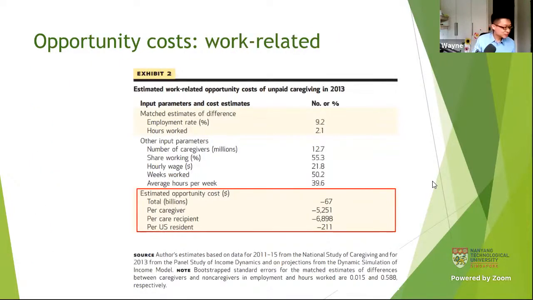Work-related opportunity costs. Estimated opportunity costs in the red box, it's 67 billion, work-related. This is 2013, the estimated work-related opportunity cost of unpaid caregiving. So 67 billion US dollars. Per caregiver, if you divide that, it works out to, now this is no longer in billion, $5,251 per caregiver. You can go by per care recipient or per US resident, those are the amounts there, in terms of opportunity cost, money that could have been spent elsewhere.